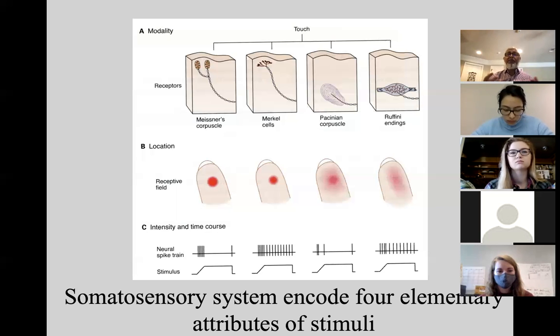Somatic sensations are generally very specific and well localized. But when the sensation comes from our viscera, from internal organs, it is very poorly localized. That is a different issue. We will talk about it later.